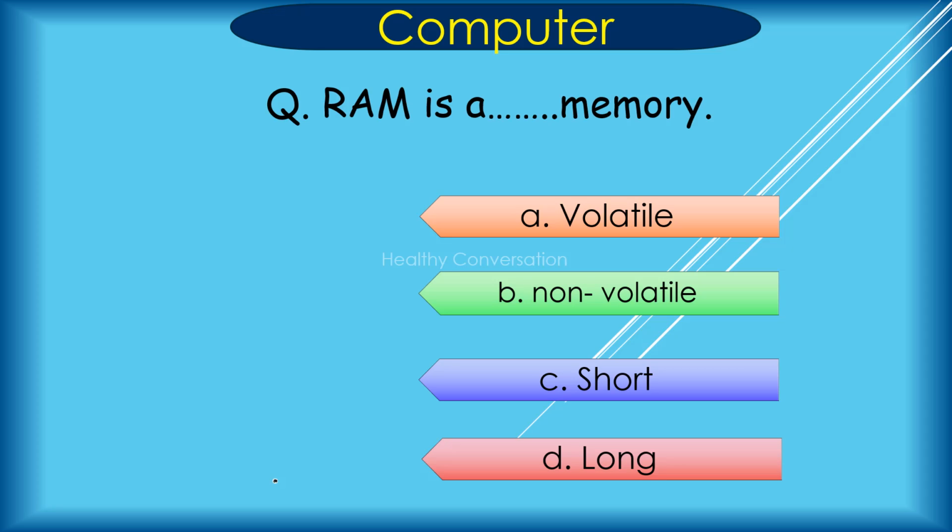Question: RAM is a dash memory. A. volatile, B. non-volatile, C. short, D. long. Correct answer is A. Volatile.